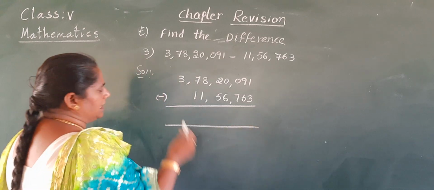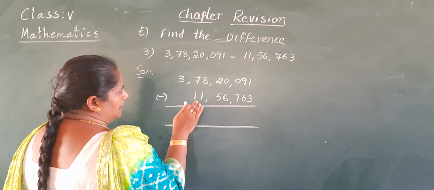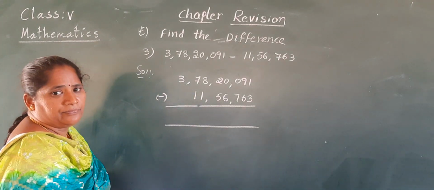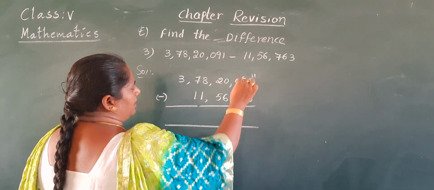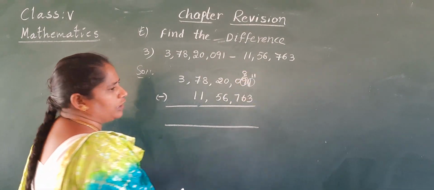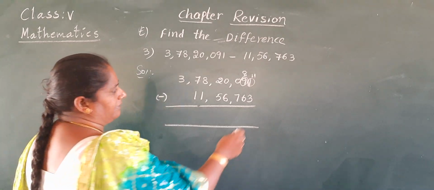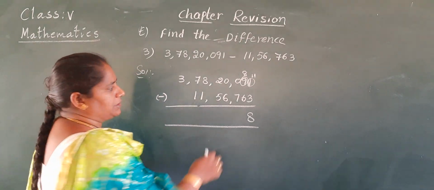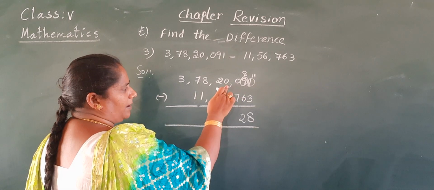My dear children, here you must be very careful while arranging the numbers. Don't write this 11 lakh under the crores period. Okay ma? Now 3 is greater than 1. Take borrow 11. 9 become 8. 3 after 4, 5, 6, 7, 8, 9, 10, 11. 8. 6 to 8, 6 after 7, 8, 2. So 7 is greater than 0, but here there is none.